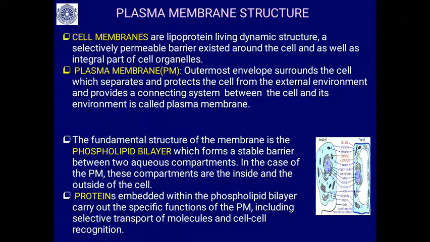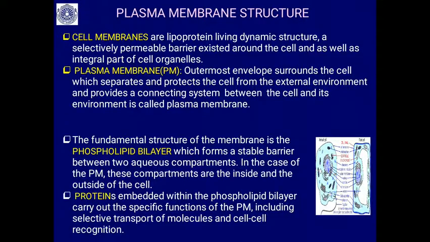The plasma membrane is the outermost envelope that surrounds the cell, which separates and protects the cell from the external environment, and provides a connecting system between the cell and its environment. So, it connects with other cells also.